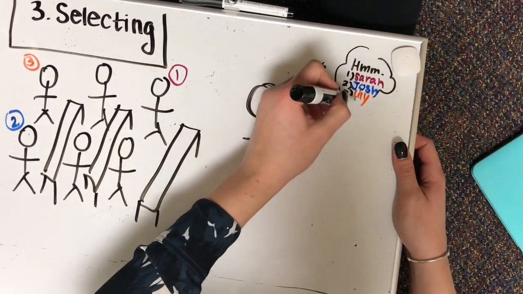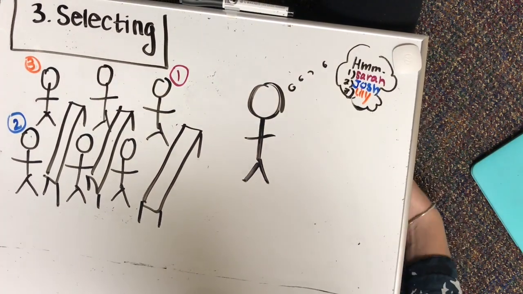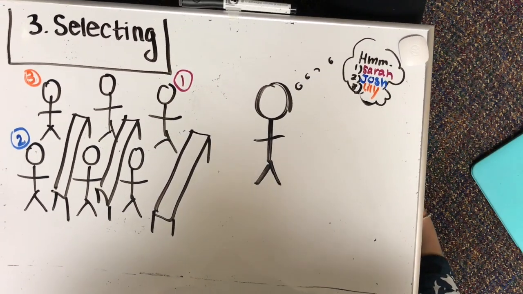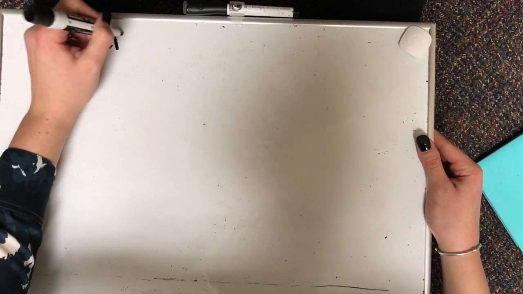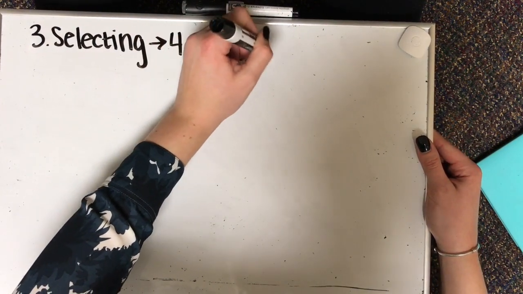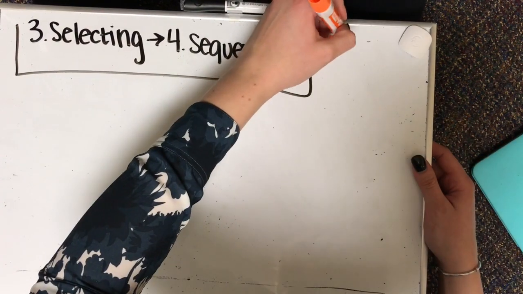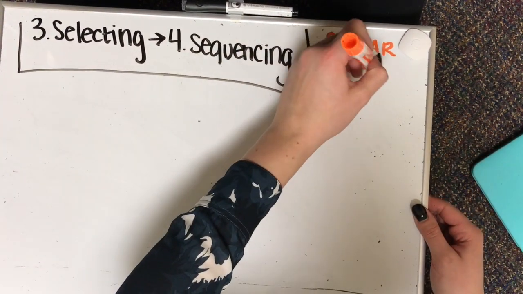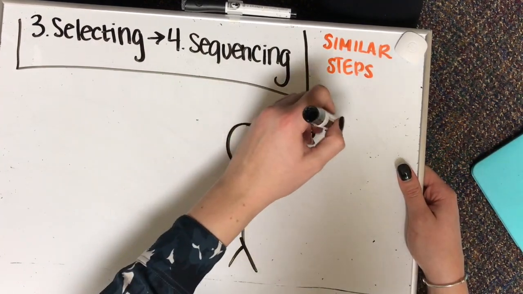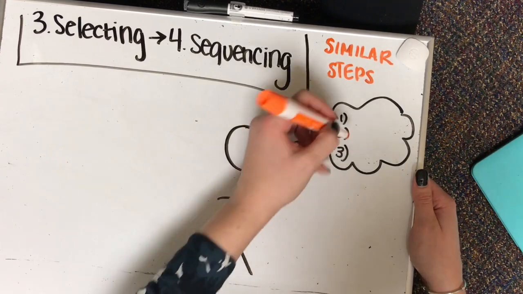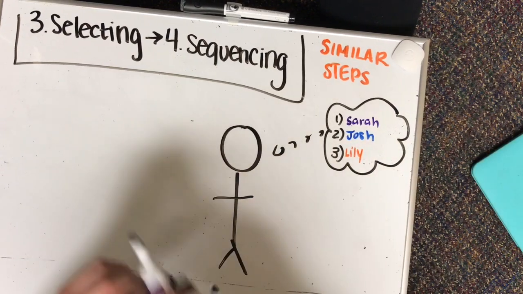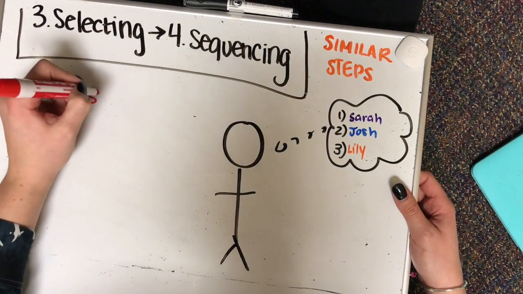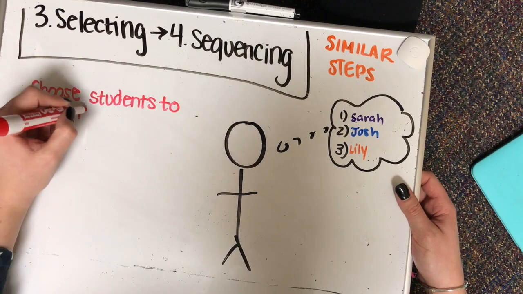So you're picking students, so Sarah, Josh, and Lily, you're selecting those students to present to the class based on the solutions that you saw that they had. And for the third practice and fourth practice, selecting and sequencing, they're very similar steps because you do them often together. So you're selecting, for instance, Sarah, Josh, and Lily, and you're sequencing them in that order depending on the way that they found the solution to the problem.